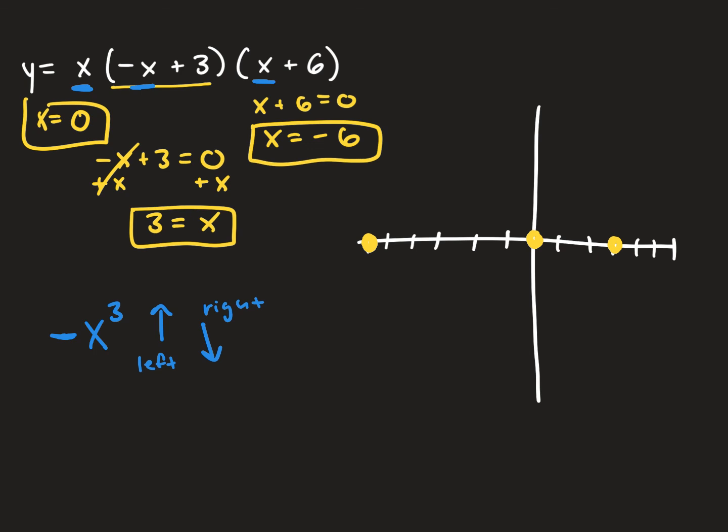When it's odd, they go in opposite directions. So the left one, we go out of our point farthest to the left, it goes up. Our point farthest to the right is going to go down. And then what do I do in between? I just connect the dots, but you can't cross the axis anywhere besides your zeros. So our graph looks like that.